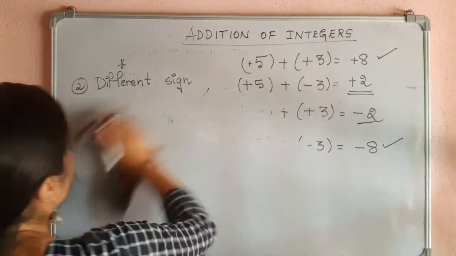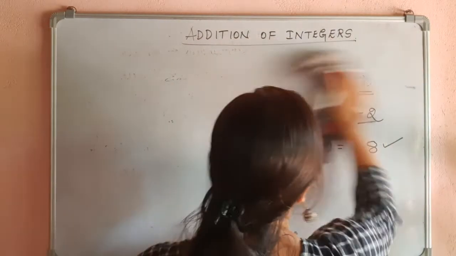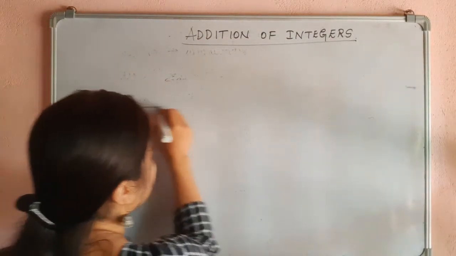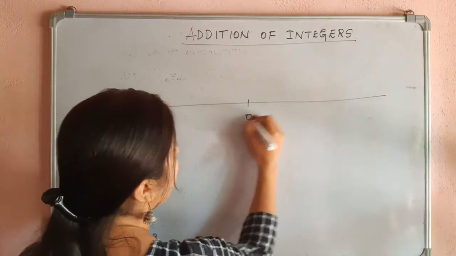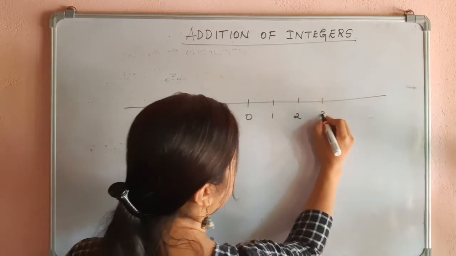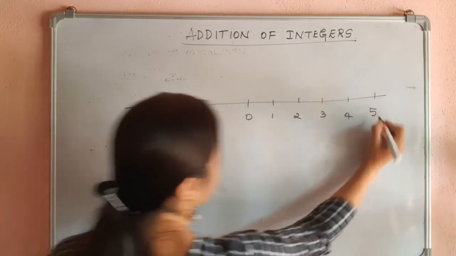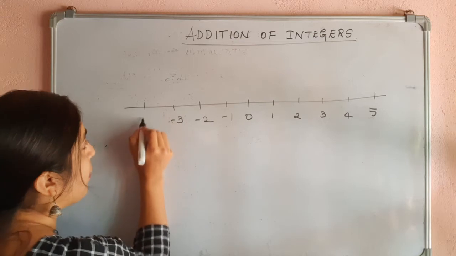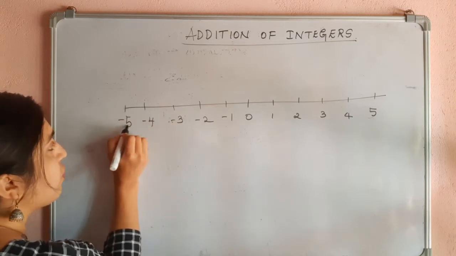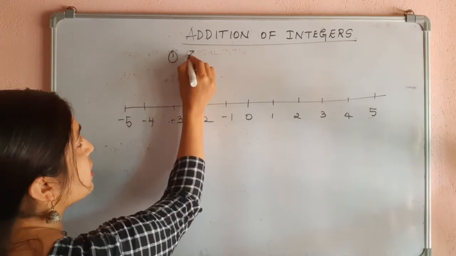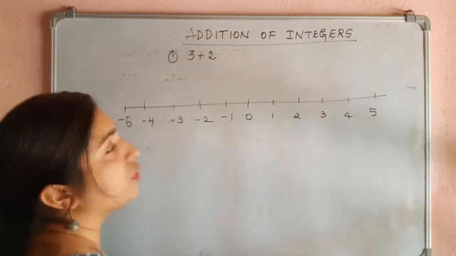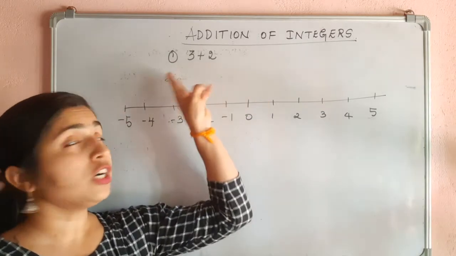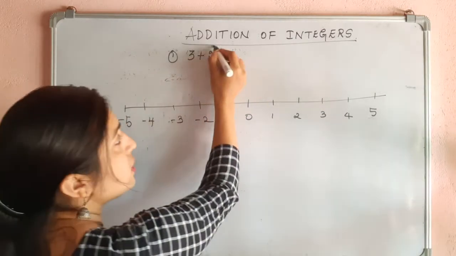If I want to consider this addition on the number line, what are we going to do? First I will draw a number line: 0, 1, 2, 3, 4 and here 5. This is -1, -2, -3, -4 and this is -5. In the first case I will consider 3 plus 2, when I am adding a positive integer to a number. So this is a positive integer.